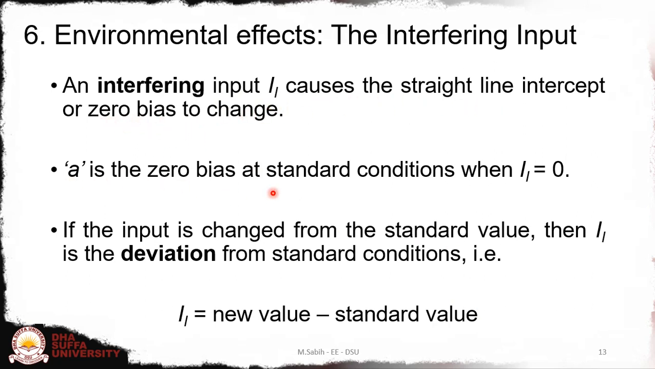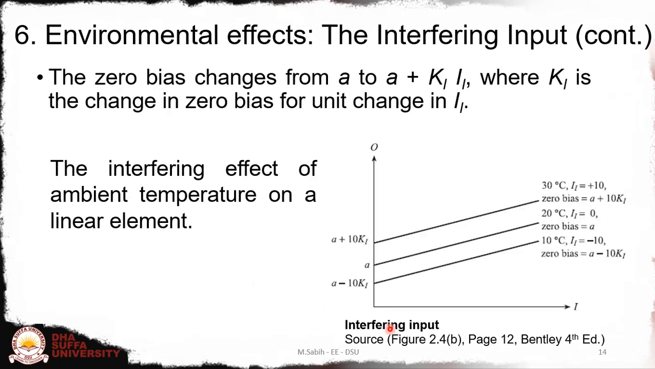So A is the zero bias at the standard conditions when I equals 0, and if the input is changed from the standard value, then II is the deviation from the standard condition. Again, it is the difference, the new value minus the standard value. So coming back here again in the graph, A will be changed to A plus Ki II, where Ki is the change in the zero bias for the unit change in II.